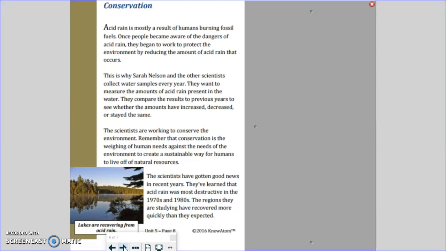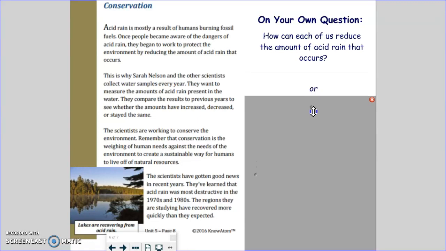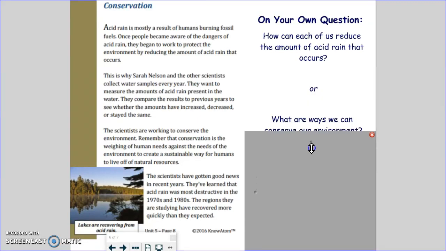Please make sure that you have your reader for class. As you look over this page, ask yourself, how can each of us reduce the amount of acid rain that occurs? Or, what are ways we can conserve our environment? We'll be talking about these questions and more in class.